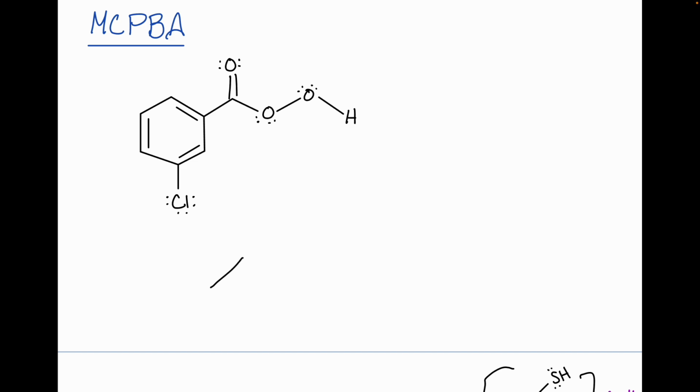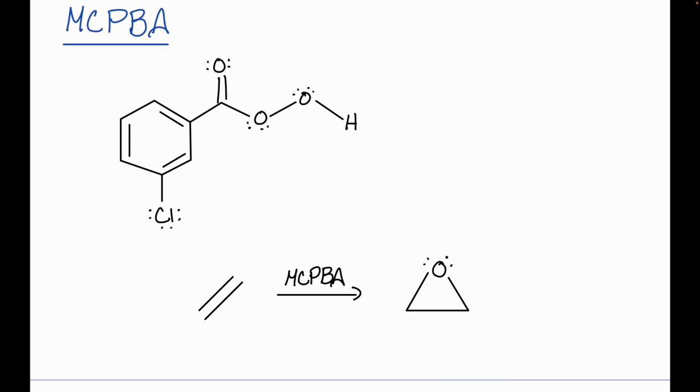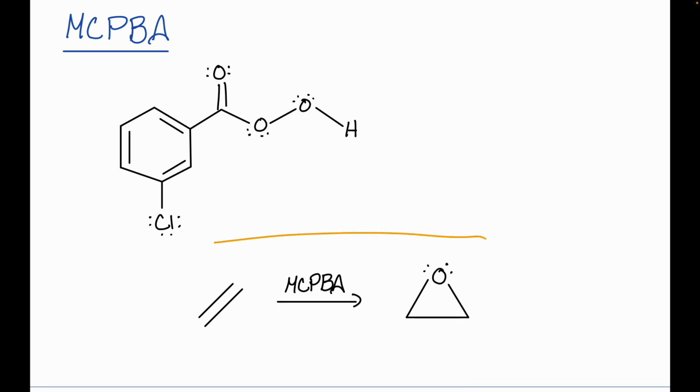All right, so what you'll see in your chemical equation is that you have your alkene. Again, it just says MCPBA, and you know that that is a method of creating epoxides. Here's my chemical equation, how that's going to appear in there.